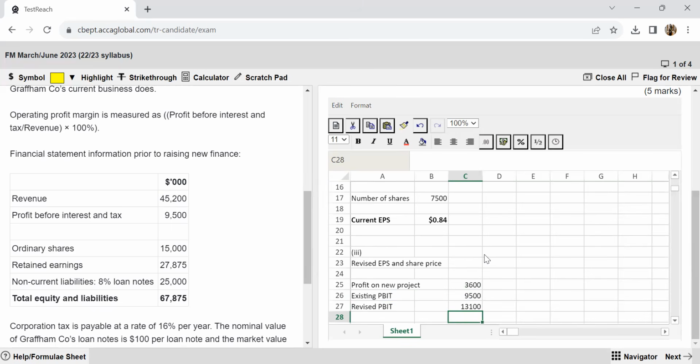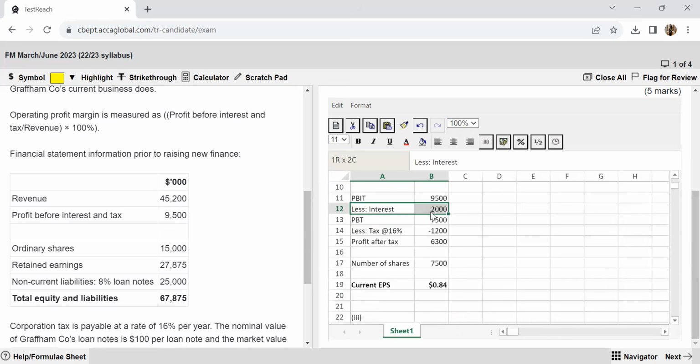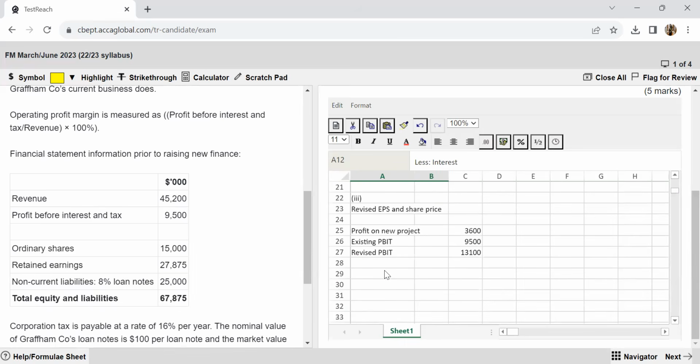And then I need to find out my finance costs and then deduct my taxation. Since we are not issuing any debt, my finance cost remains the same. So less interest, I'm just copy pasting this over here. Right, so now I have my interest. Now I come to my PBT, which is my profit before tax. So it is this figure minus this figure.